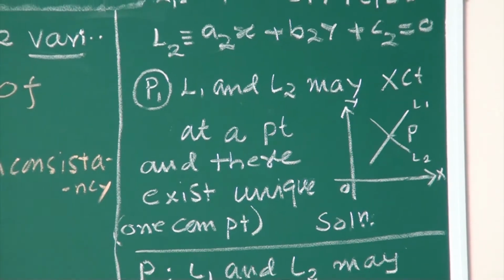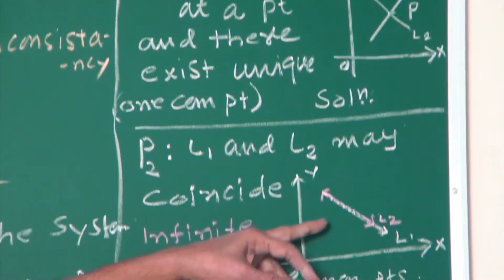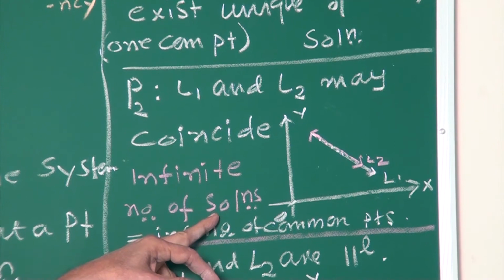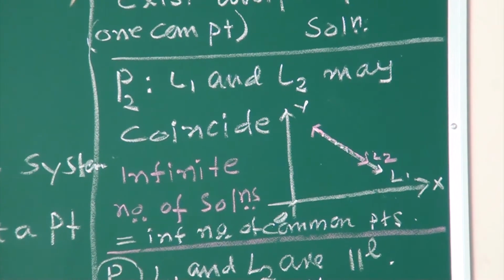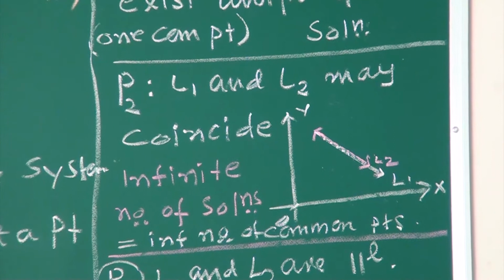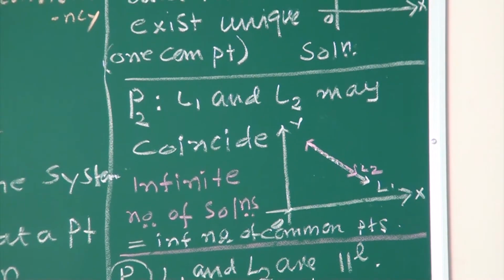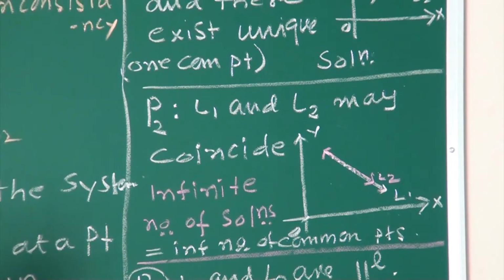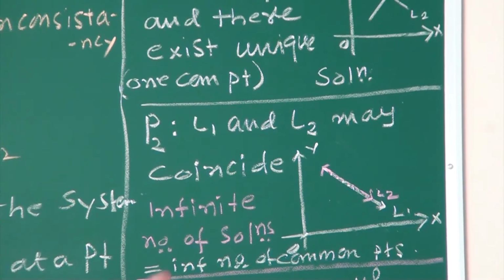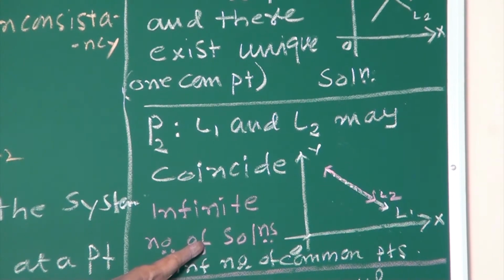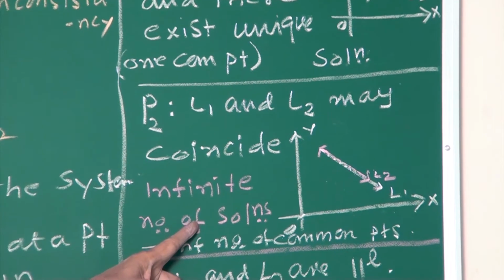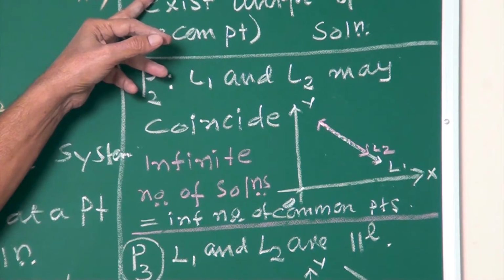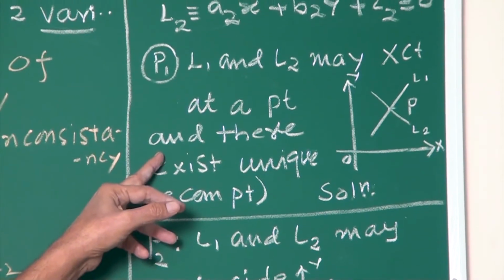What about the second? In the case of lines which are coincident, there are an infinite number of solutions. My friends, note it: a solution exists. Infinite means more than one solution, so one or more than one. In this case, the system is said to be consistent. Even the coincident type is consistent, and the intersecting type is consistent.